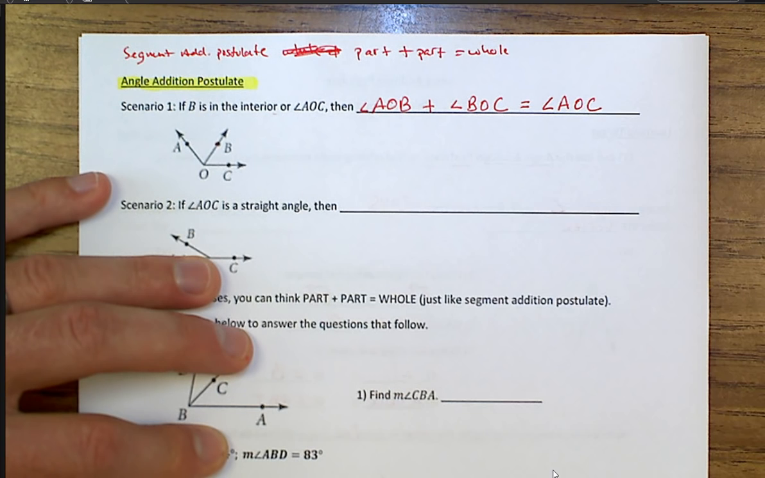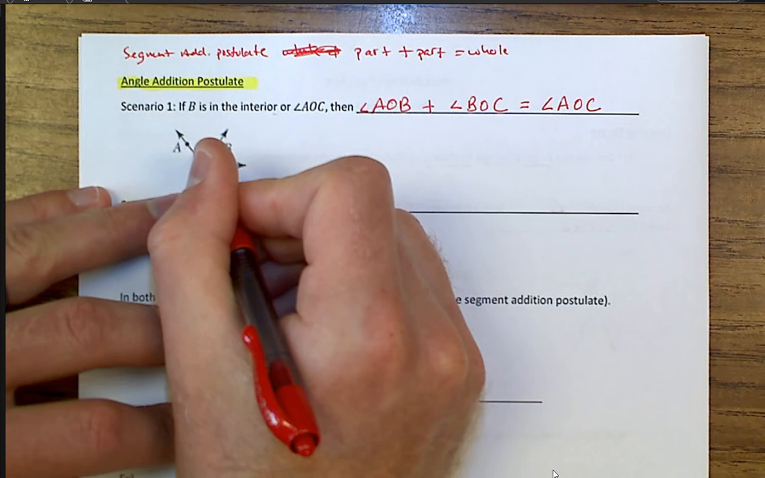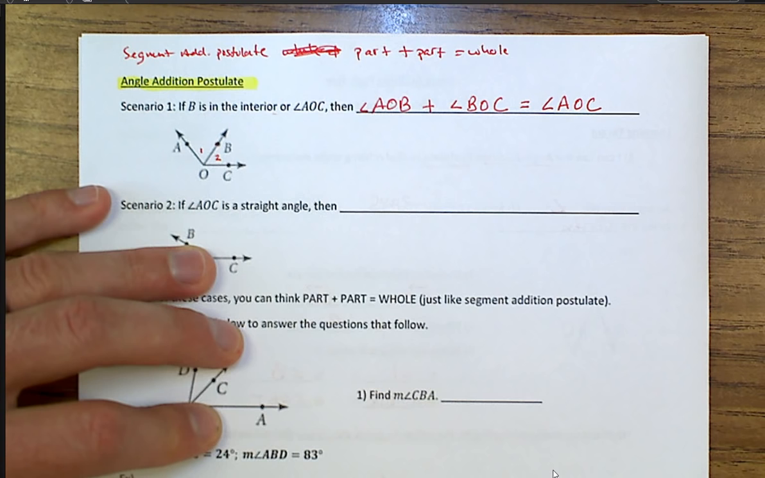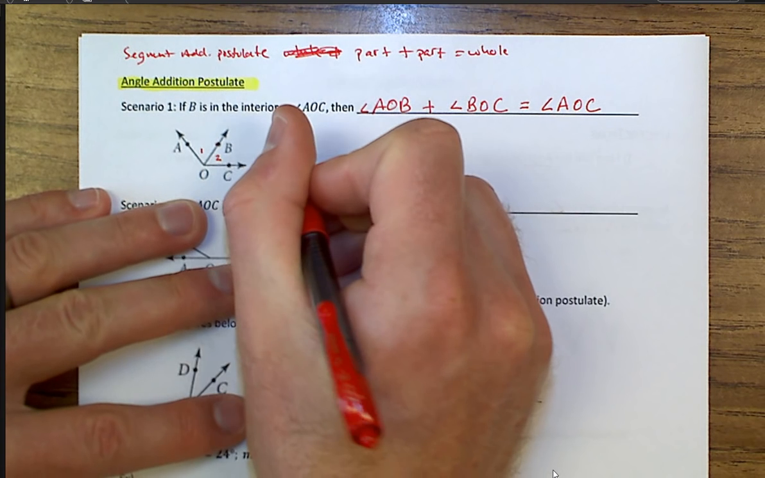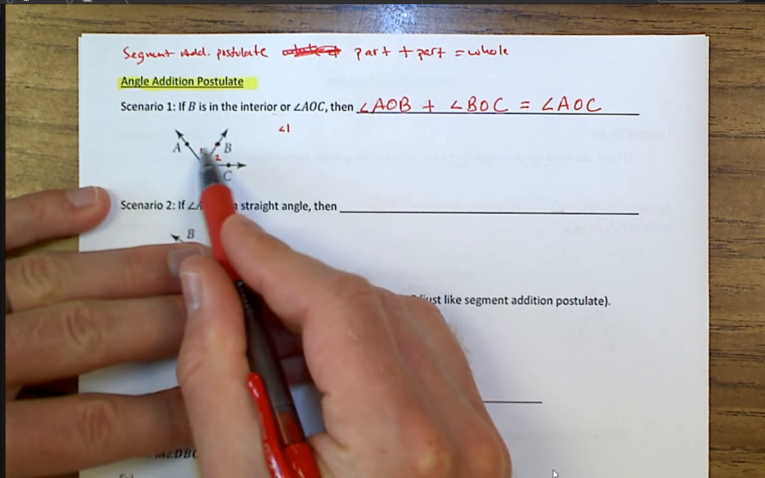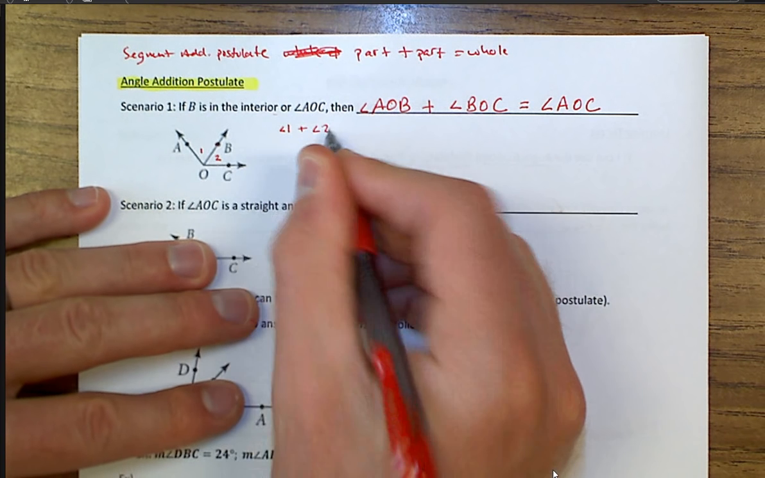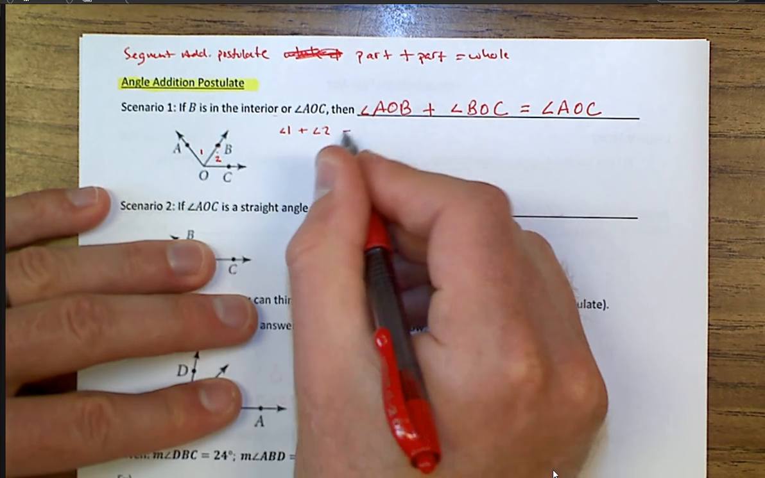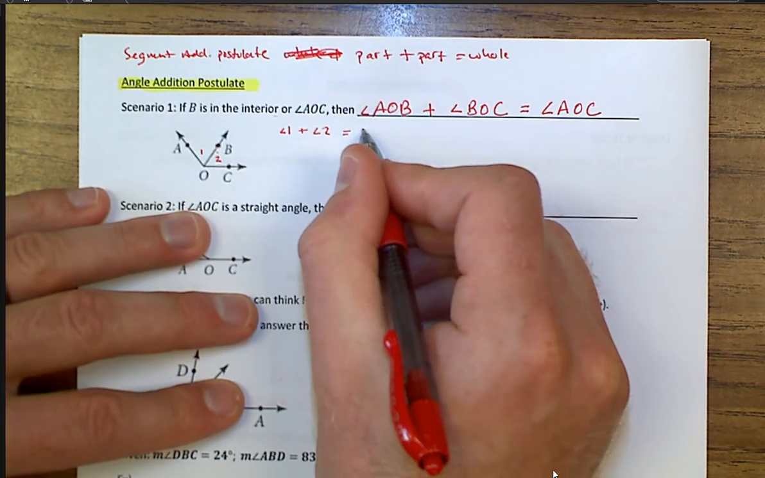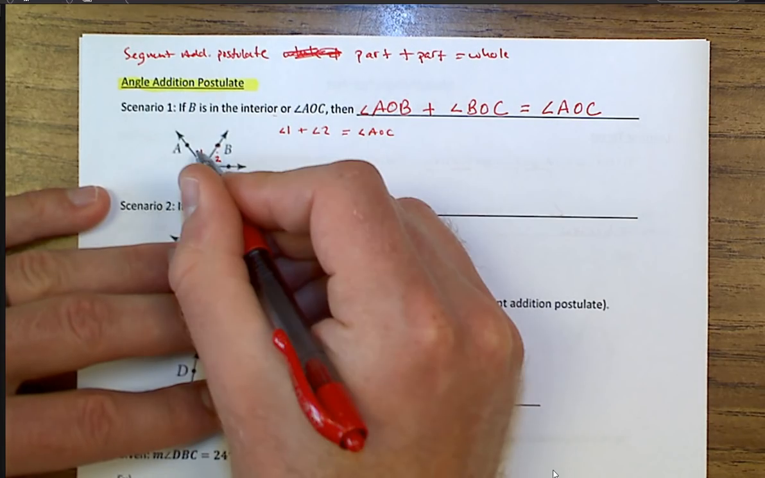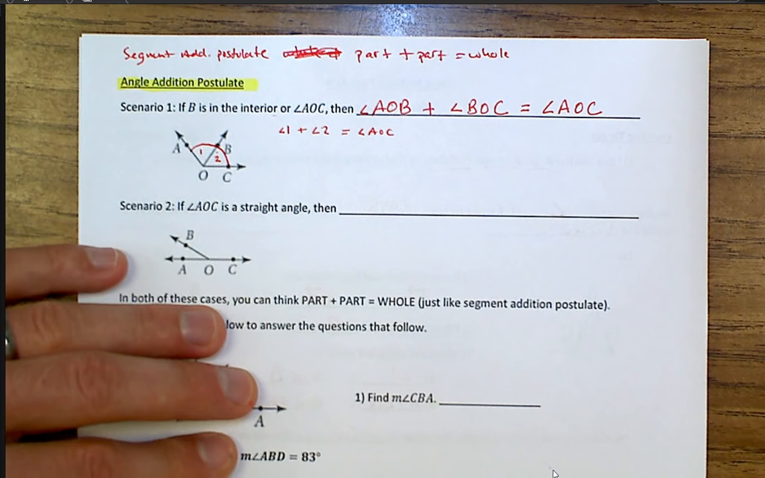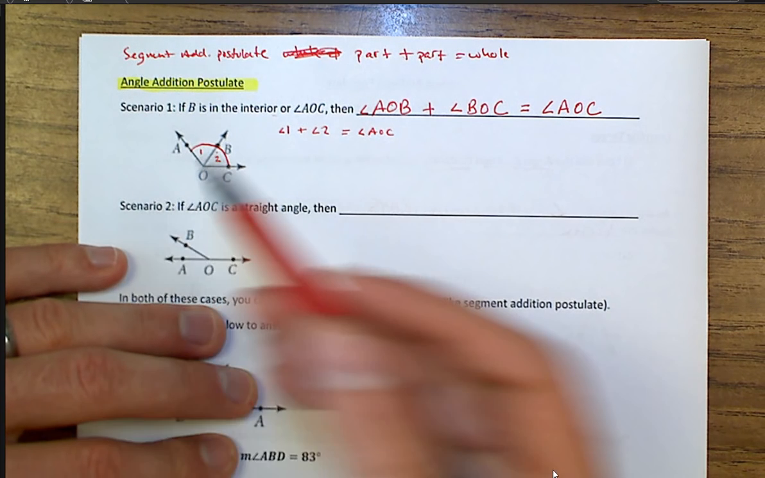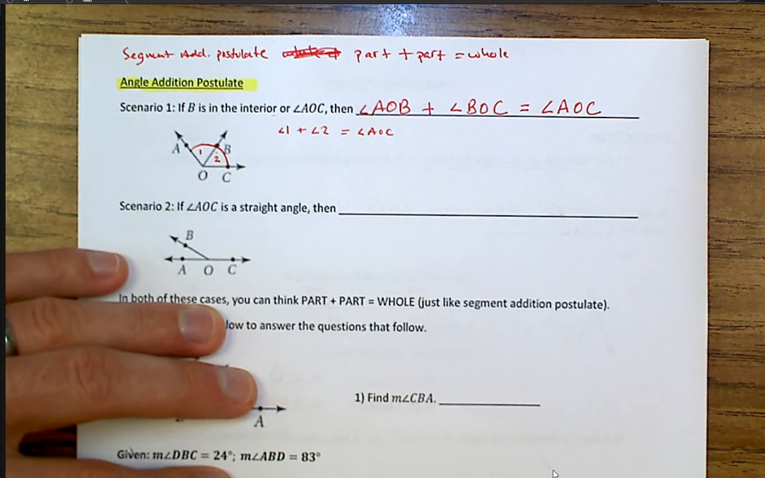I know it's a lot of letters, but just hear me out here. I'm going to put some numbers in here. Essentially, what I'm saying is if I take angle 1 there plus angle 2, which is there, that equals the entire angle AOC, which is this entire thing. So in other words, if you take 2 angles and add them together, you're going to get some bigger or larger angle. Here's the second scenario.